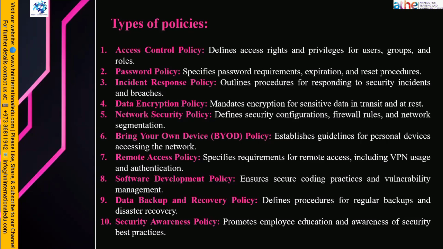Incident response policy outlines the procedure for responding to security incidents and breaches. It will help you to respond actively in dealing with the breaches and incidents. Data encryption policy mandates encryption for sensitive data in transit and at rest. Next one is the network security policy, which defines the security configurations like the firewall rules and network segmentation. All these points are mentioned in it, and you are going to follow the network security policy, because this is really important for the network to be secured in your system if you want the overall organization to work fine.